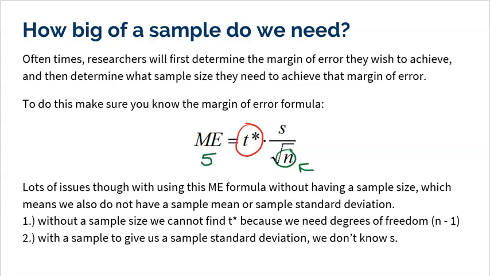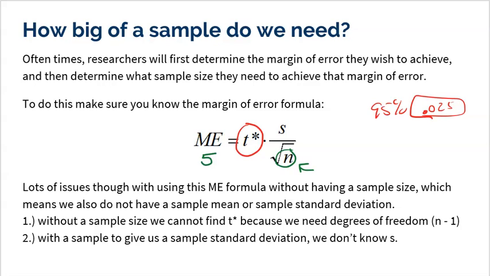Excuse me, but that's a problem, because remember how to get T star. For T star, we need to know our level of confidence. Maybe we know our level of confidence is 95%. That puts 0.025 on that bottom tail. But to find T star, I also need my degrees of freedom.